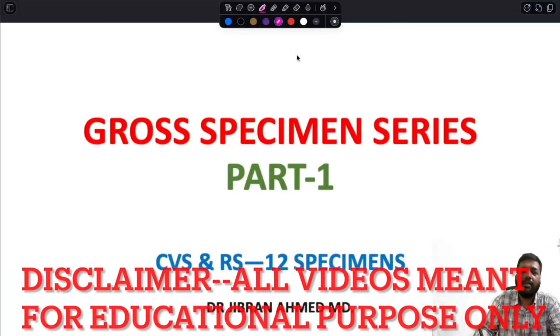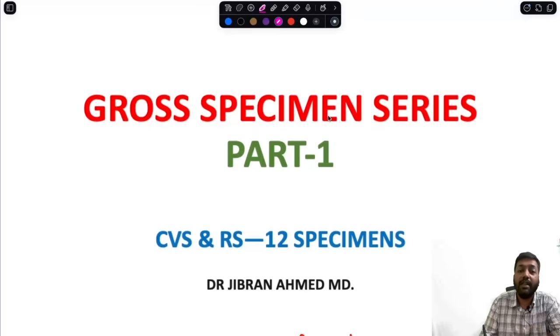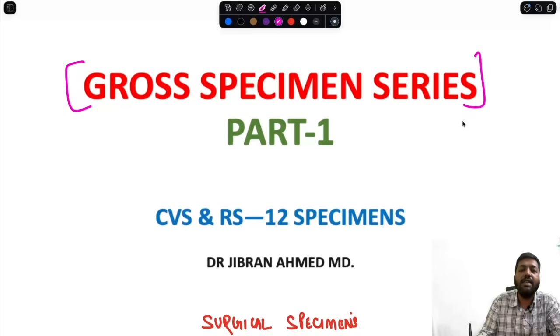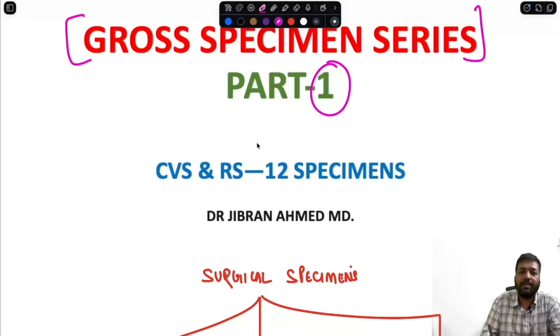In today's topic of discussion, we are going to start off with a very interesting series, that is the gross specimen series, which is a part of your MD DNB pathology practical examination. So today we are going to start off with part 1, wherein we are going to discuss the specimens from the cardiovascular system and respiratory system, with a total of 12 specimens.